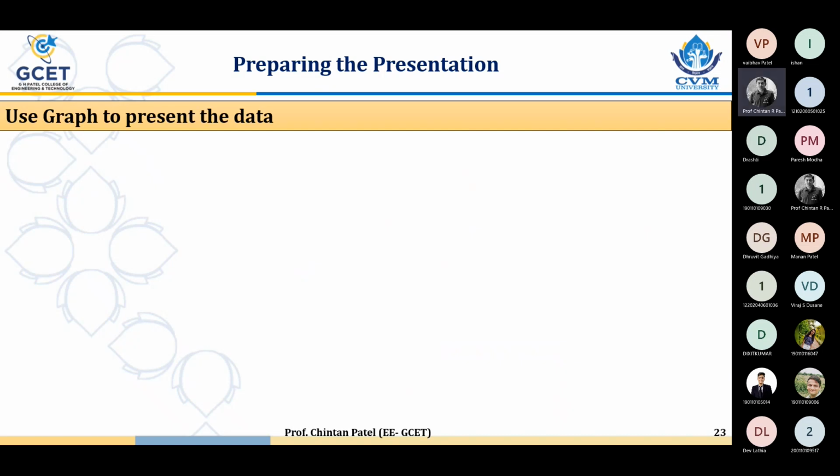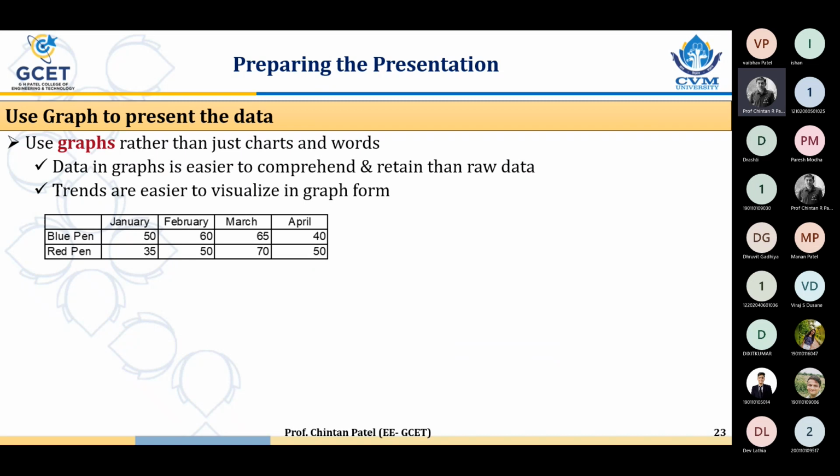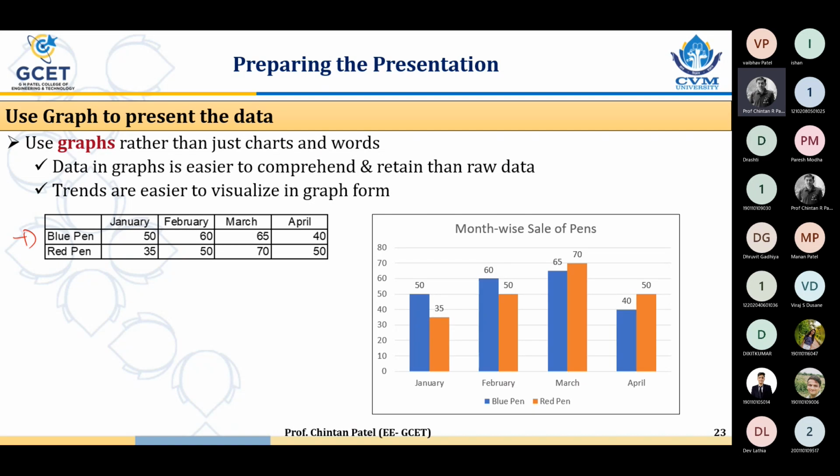Then use a graph to present the data. For example, you need to present this data. It is about the sale of pens from January to April, blue and red pens. So instead of putting this kind of table, you can put this type of chart or graph. This is a bar chart. So convert this table into a graph. You can convert it in Microsoft PowerPoint itself, or you can convert it in Microsoft Excel, and then just Control C, Control V, copy and paste it.